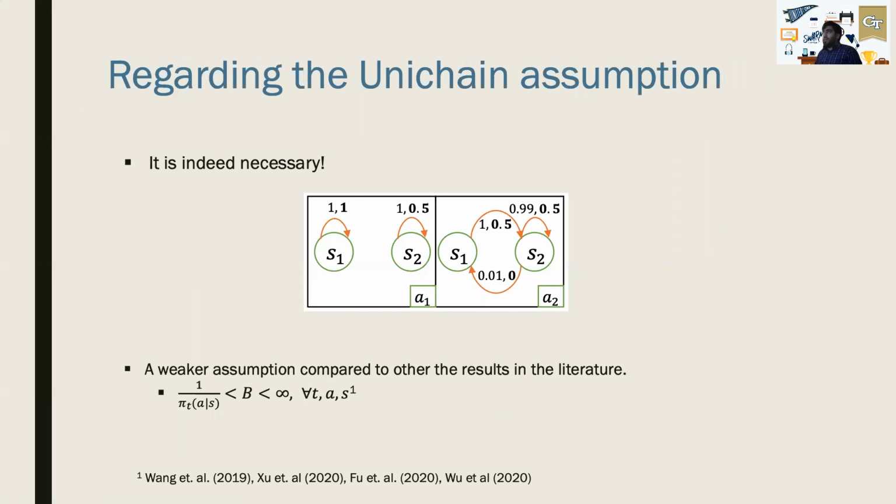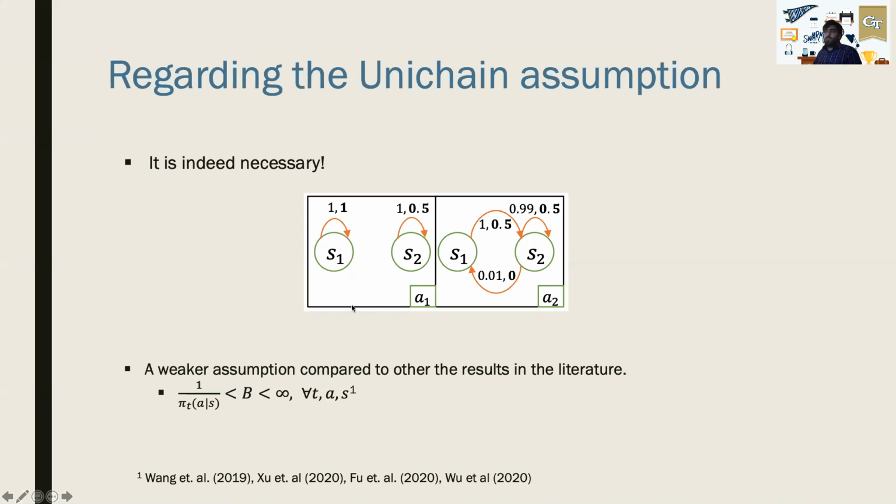Regarding the assumption, as I mentioned before, we need only the Unichain assumption. What is the Unichain assumption? It basically enforces the underlying Markov decision process to be connected, the states of this MDP to be connected under all the policies. For example, this is a Markov decision process which is not a Unichain, because under the policy in which I perform A1 all the time, S1 and S2 are completely disconnected. So this is the only assumption we are imposing here. And it can be shown that this is actually necessary.